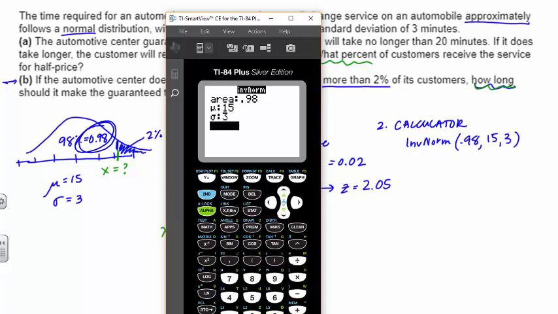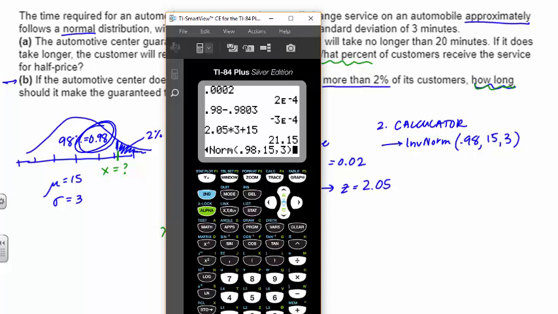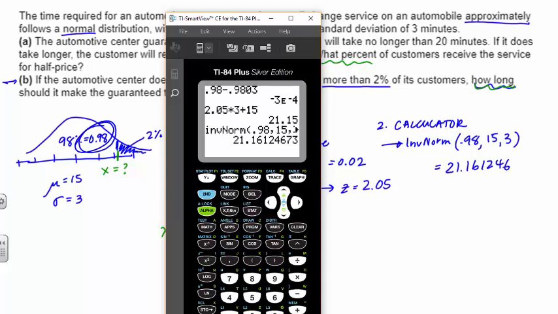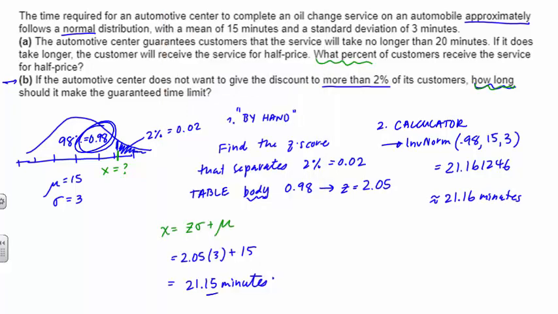If you don't have the prompts, remember you just put them in the same order with a comma between them, so your input screen should look like this. Then press enter, and it will calculate the x value as 21.161246. Of course, you'll probably have to round to 1 or 2 decimal places, so 21.16 minutes. Not surprising, it's a little bit different, but not too far off, and certainly within the tolerance ranges of the problems.